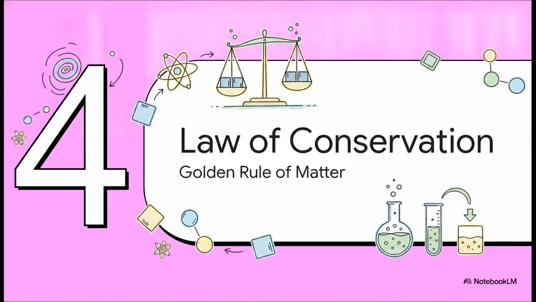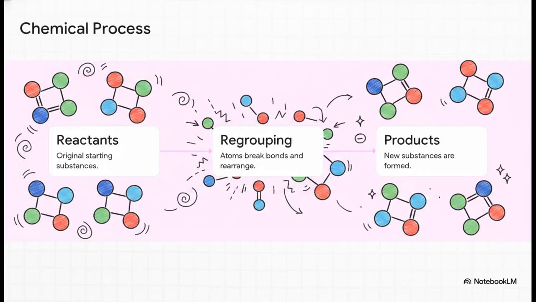Section 4. The law of conservation. The golden rule of matter. Now that we know how to spot a chemical reaction, we need to know the rules of the game. And there is one fundamental rule that governs every single chemical process in the universe.